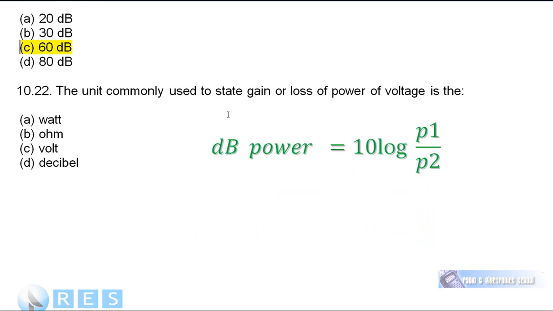Question 1022. The unit commonly used to state the gain or loss of power or voltage, and current too for that matter, is the decibel.